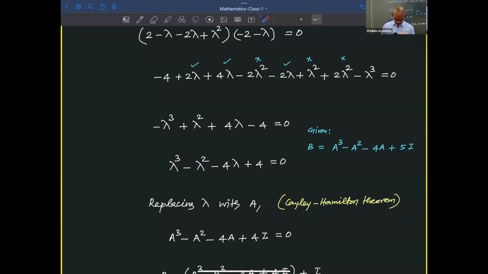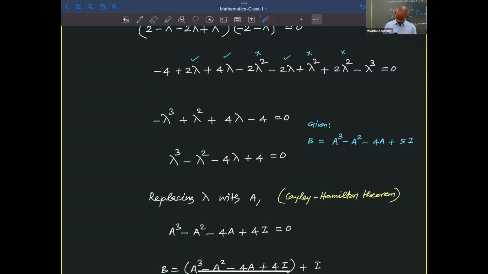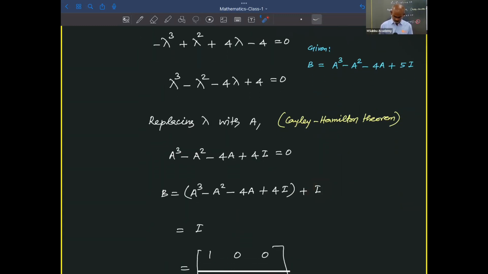Okay, because these are all a matrix, and this also has to be a matrix. So simply multiply with the identity matrix. What is asked is for 5I, we are getting 4I. So for that, you have to add one more I. That's it. So by that way, we have this B matrix.